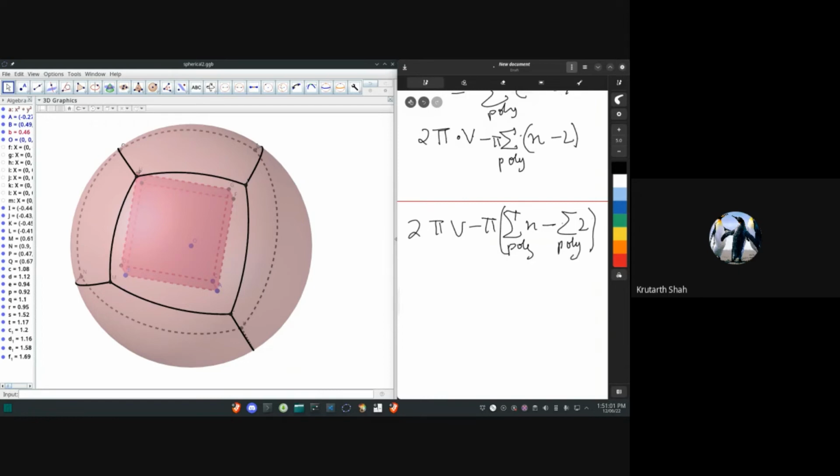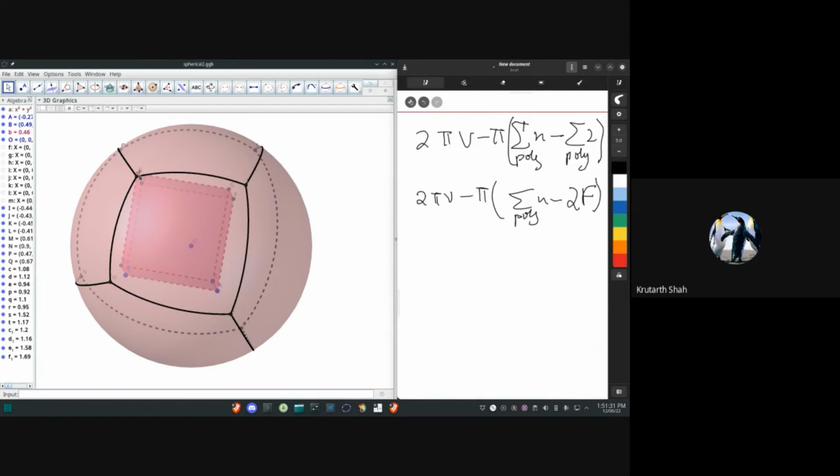Now, what this is, we are iterating over all polygons and we are adding 2 for every polygon. But the number of polygons is just the number of faces, because every face gets mapped to a polygon. So this thing is 2 times the number of faces. And what is n? n is the number of sides of the polygon, but then it's just the projection of an edge, right?